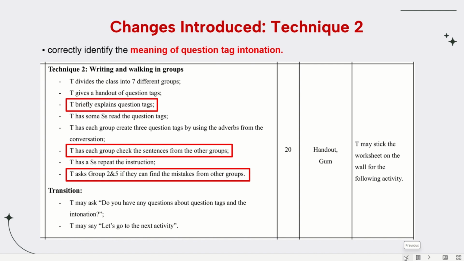So I think teachers should adopt a technology that allows the students to see all the sentences from other groups and utilize a technology that allows students to listen to the audio of the question tag intonation so that both teacher and student can achieve the objective of this technique, which is to correctly identify the meaning of question tag intonation.